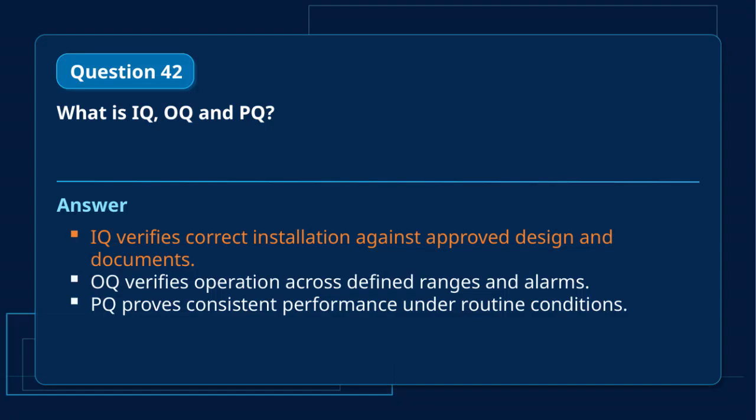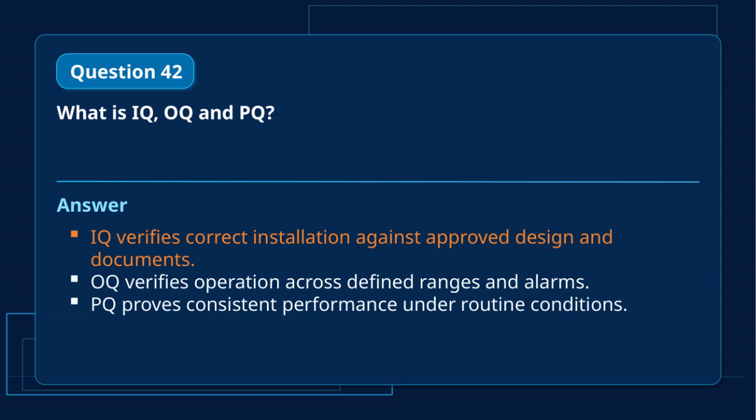Let's talk about IQ, OQ, and PQ, which are key steps in the qualification process. IQ stands for Installation Qualification. This step ensures that the equipment has been installed correctly according to the approved design and all the necessary documents. Next is OQ, or Operational Qualification. Here, we verify that the equipment operates properly across all the defined operating ranges and that alarms function correctly. Finally, PQ, or Performance Qualification, demonstrates that the equipment consistently performs as expected under routine, real-world conditions.